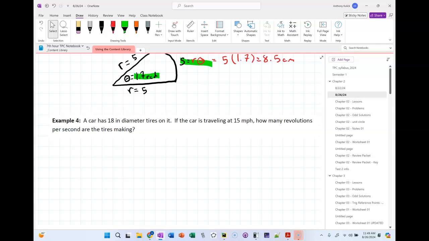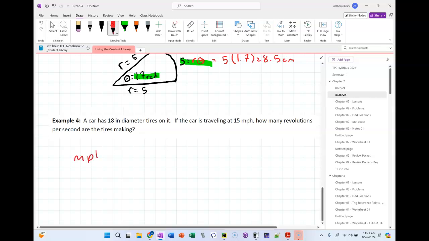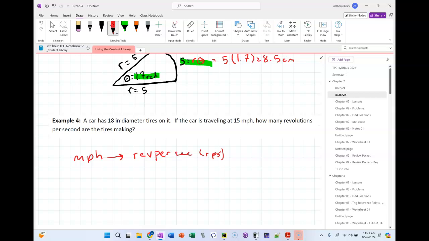So when I read this, it's basically I want to turn this from miles per hour into revolutions per second, right? That's basically what it's asking me to do. Does everybody kind of see that it's just a unit conversion problem?